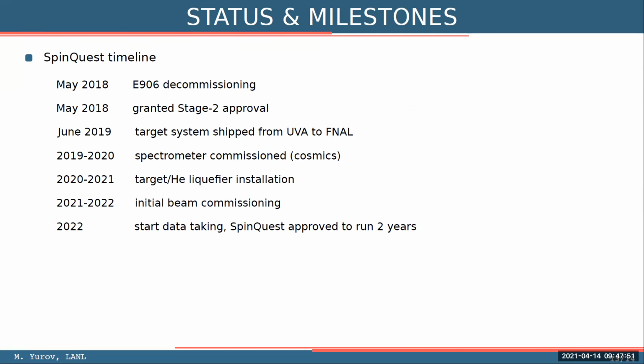And we hope to do initial beam commissioning in this fiscal year, with the idea of starting data taking in 2022. And we are approved to run for 2 years, hopefully producing very exciting physics results.